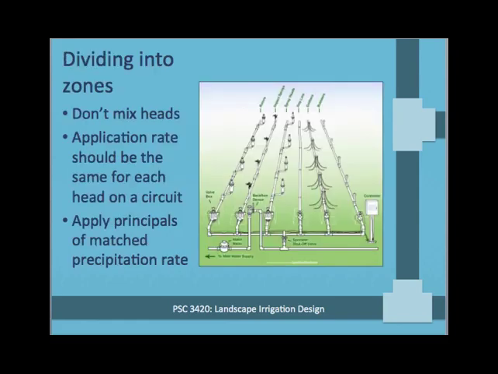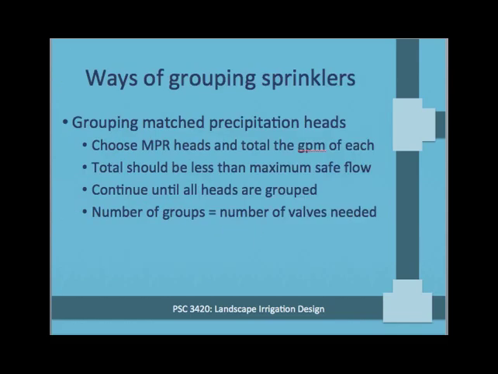Alright, so a couple of other things to keep in mind. Like I mentioned, you don't want to mix spray heads and rotor heads, simply for the fact that they've got very different precipitation rates. You also want to keep in mind that the application rate should be the same for each head on a given zone or circuit. And you want to apply the principles of a matched precipitation rate. So what exactly does that involve?